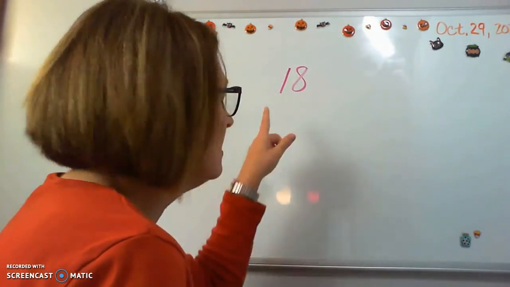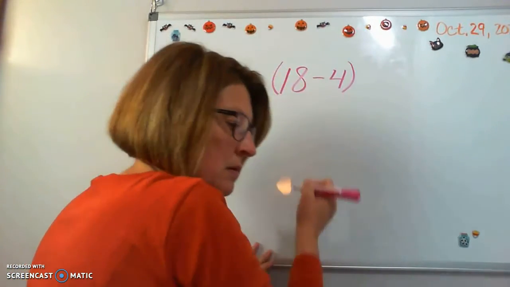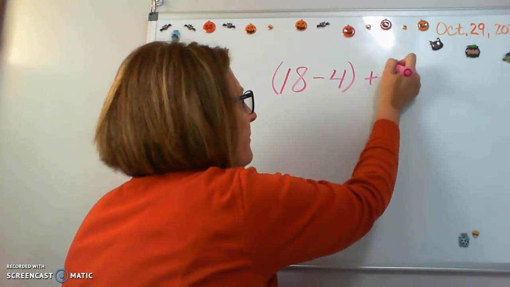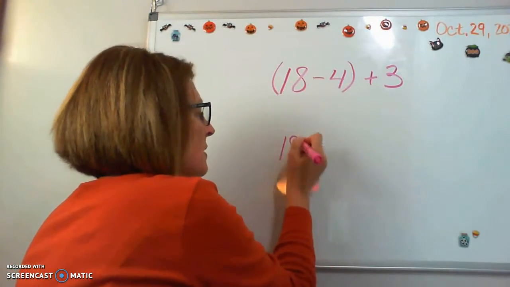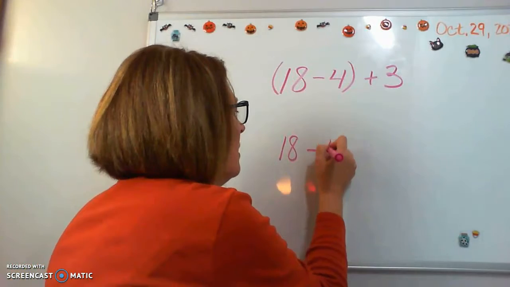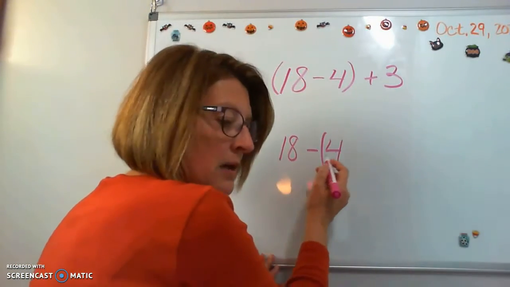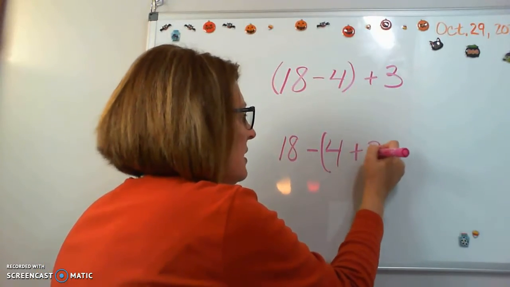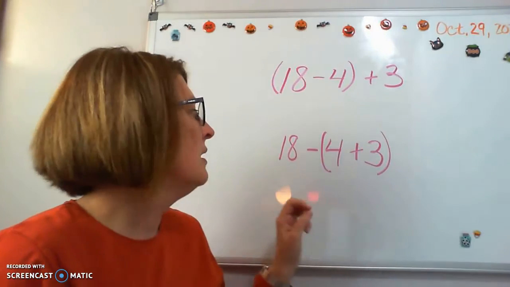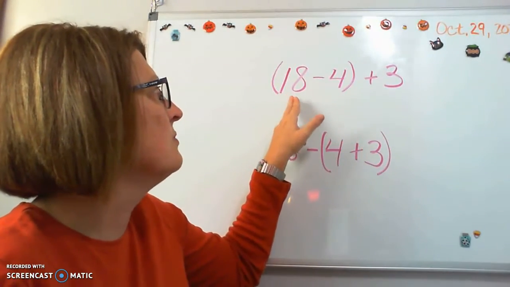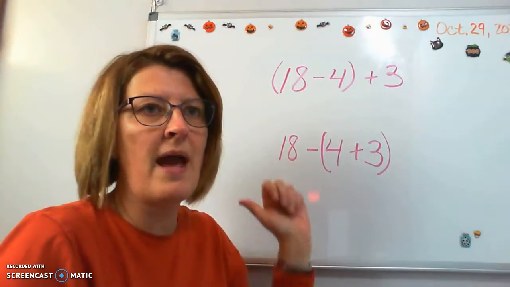So our options here are 18 minus 4 plus 3. And our other option is 18 minus, nope, minus 4 plus 3. Now, these two are different in the aspect that you're going to subtract 4 from 18 first and then add 3 back in.